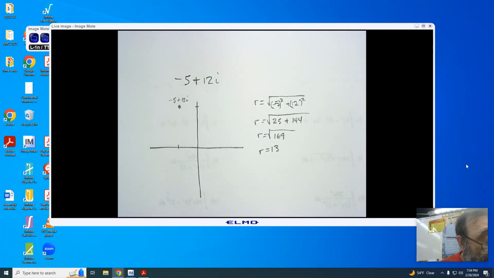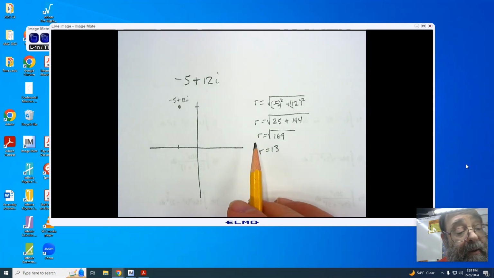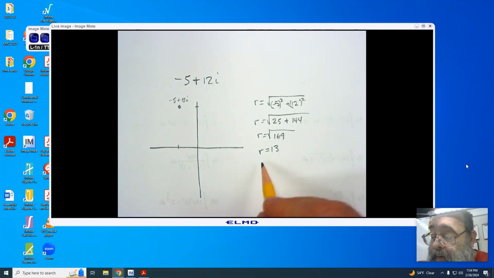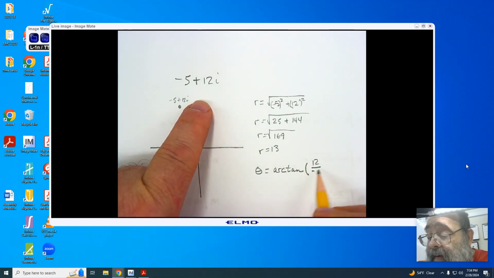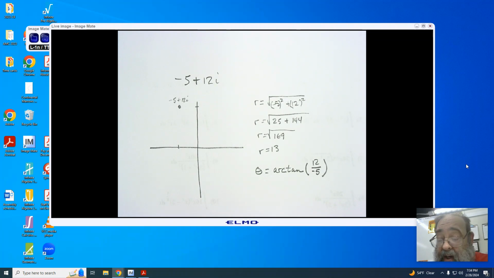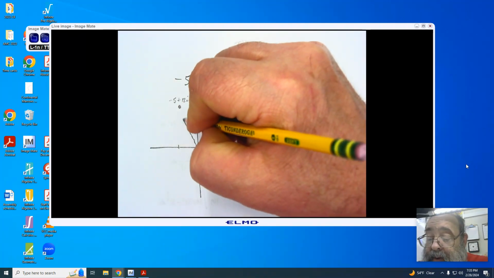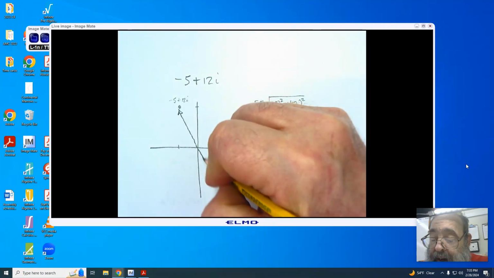And our argument in this problem is going to be our theta. So we have the modulus, and the theta is the argument. Let's go ahead and find our argument. The argument is going to be the arctangent of 12 divided by negative 5. And we already know that because it's a negative arctangent, it's going to give us the opposite of our reference angle, and we're going to have to project it into our second quadrant by simply adding pi.